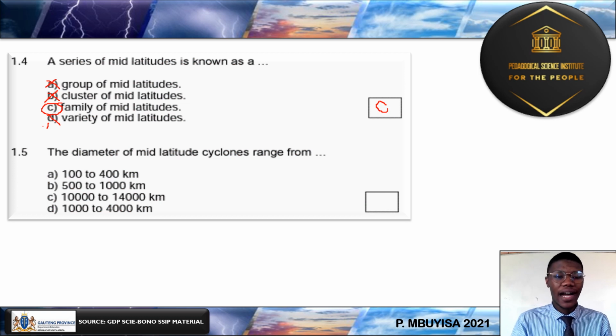And 1.5, the diameter of a mid-latitude cyclone ranges from 100 to 400 kilometers.